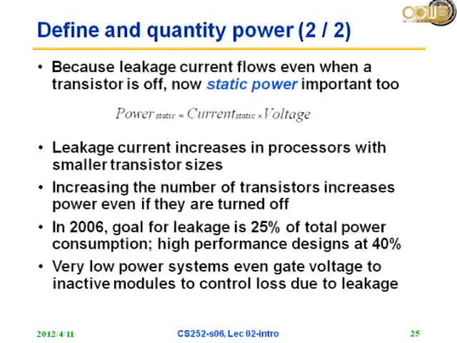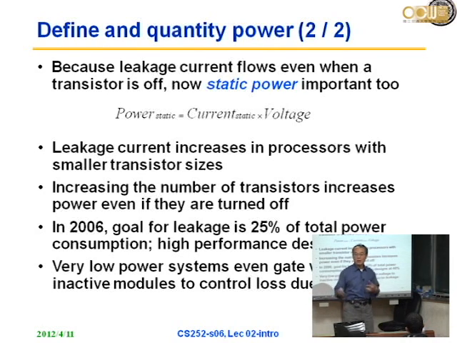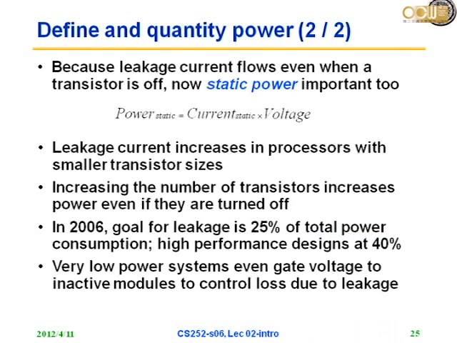Okay? Because leakage current flows even when the transistor is off. Do you know that current will leak? How does it leak? We talk about green computing all the time these days. And green computing means low power computing. For low power computing, we need to know where the power goes. There are three components of the power. One is dynamic. This is used in computation, in communication. These are the useful part of the power.